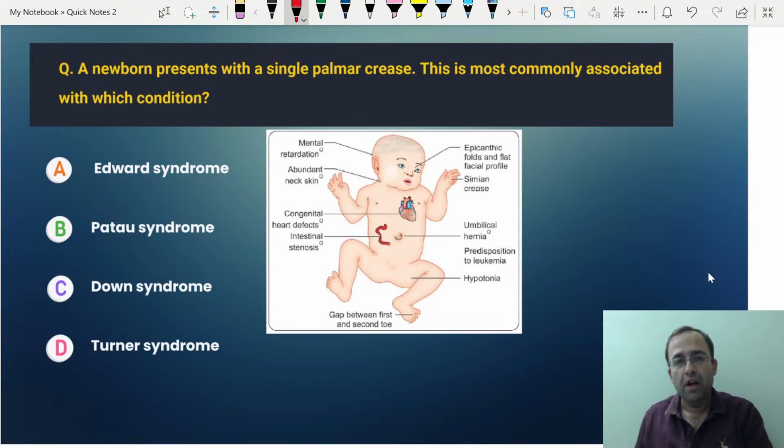Next question was, you had a history of a newborn child who presented to the OPD with a single palmar crease. Which of the following is most likely associated with this condition? I am sure you know most common genetic cause of mental retardation with abundant neck skin, increased nuchal fold thickness, single transverse simian crease, congenital heart defects, stenosis, hypotonia. This image was not given, but the minute a single palmar crease is there, it is a case of Down syndrome, that is trisomy 21.